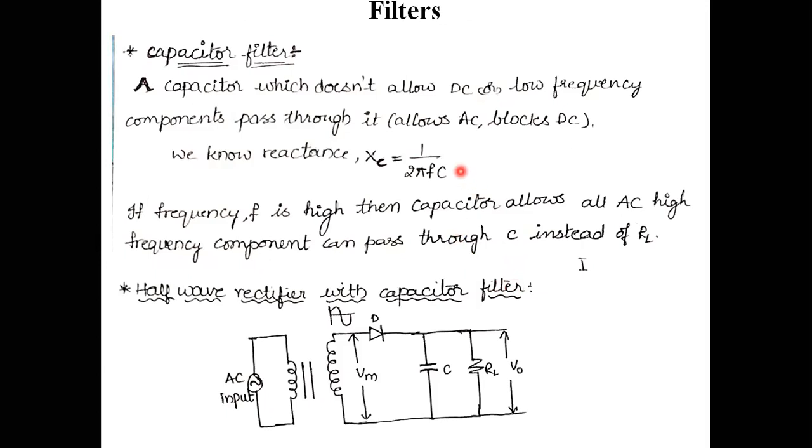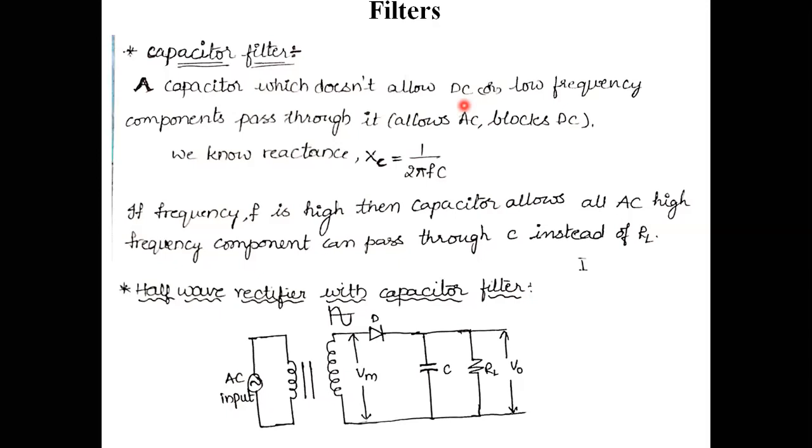A capacitor does not allow sudden change in DC or low frequency components. It does not allow sudden change in the flow of voltage, or sudden change in frequency component to pass through it. That means we can simply call this capacitor one which allows AC and blocks DC here. It is going to allow the AC component and block the DC component.